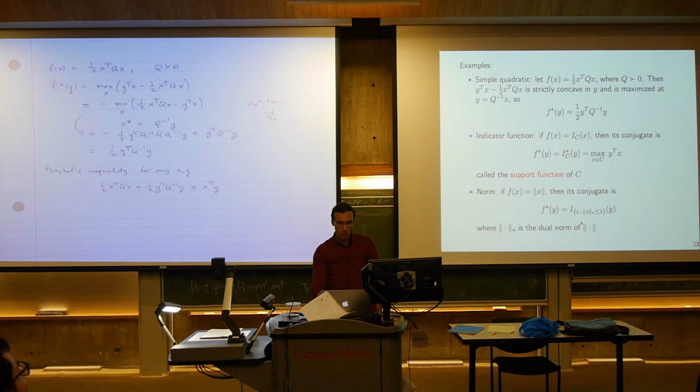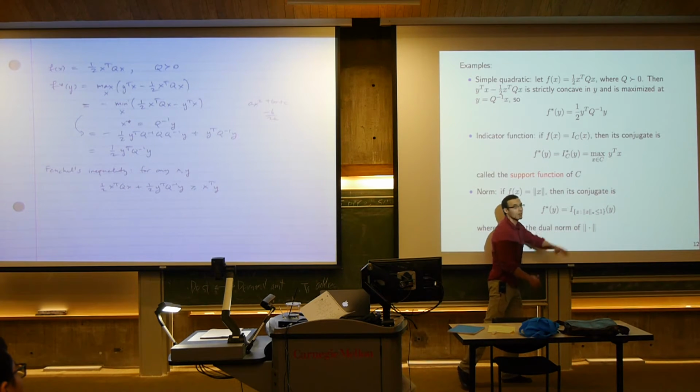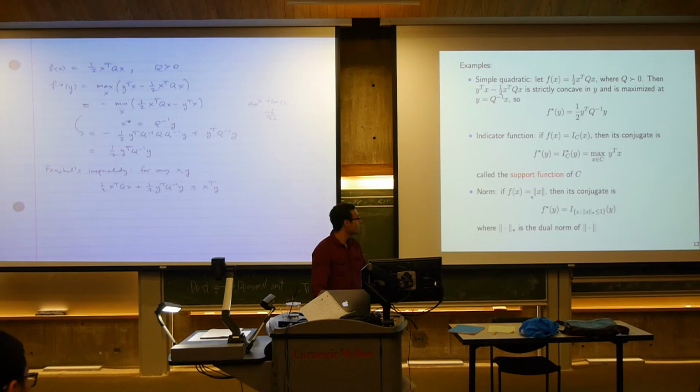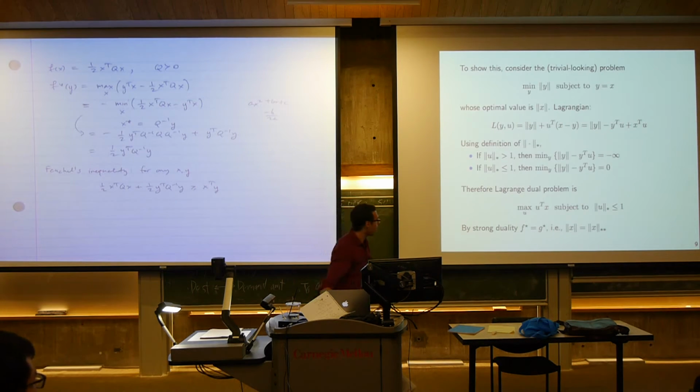Okay, so let me ask you a question now that we've learned a few things about conjugates. What is the conjugate of this? What does it have to be? The conjugate of the indicator function of the dual norm unit ball is the norm. So if I told you, for example, that for the L1 norm, its conjugate function was the infinity norm unit ball, what would the conjugate of the L infinity norm be? It has to be the L1 norm unit ball, right? And you could actually show that without even invoking this property.